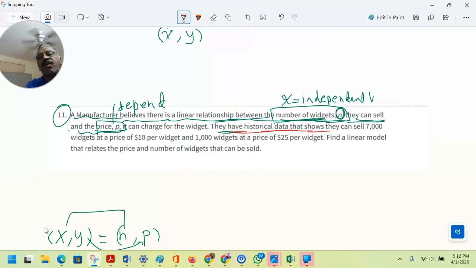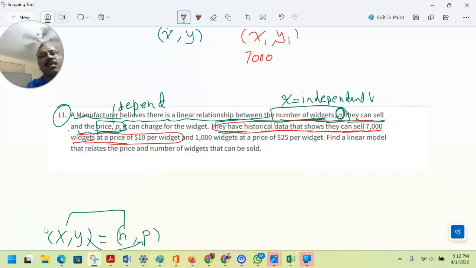They have historical data that shows they can sell 7,000 widgets at a price of 10. So what does this information, the red information, tell us? That means your x1, y1. x1, comma, y1 means that if 7,000 widgets are sold, the price is 10. So this is the first piece of information. I like to use x, y because at the end we'll put n and p, but right now I'm going to use x and y.